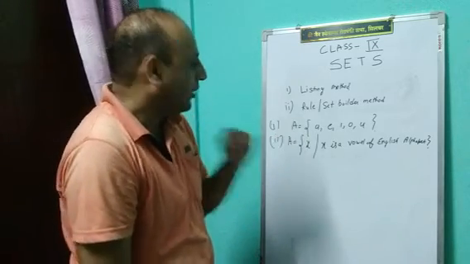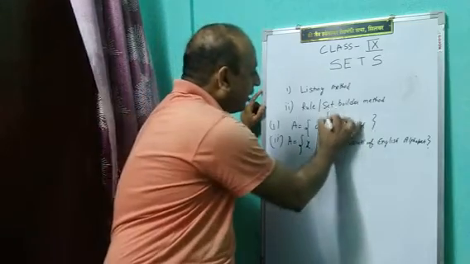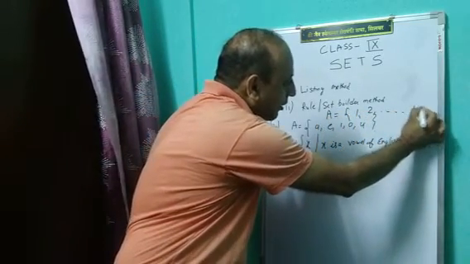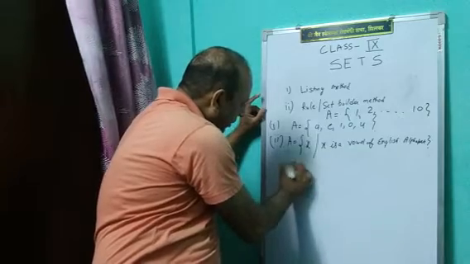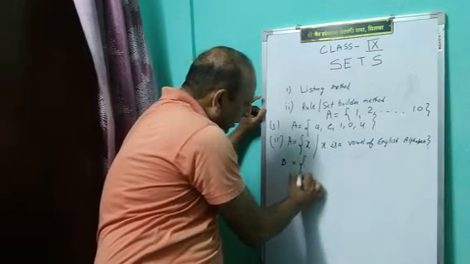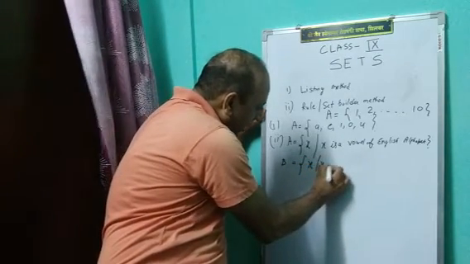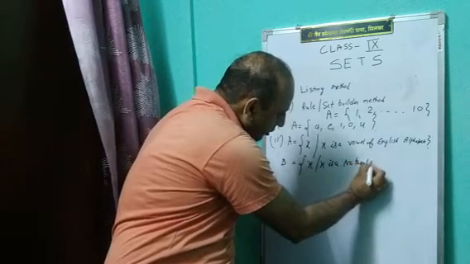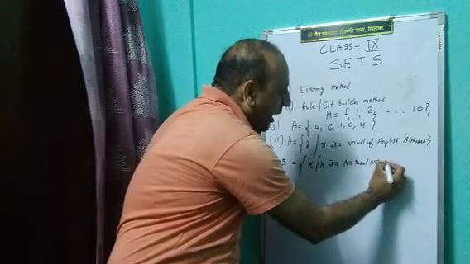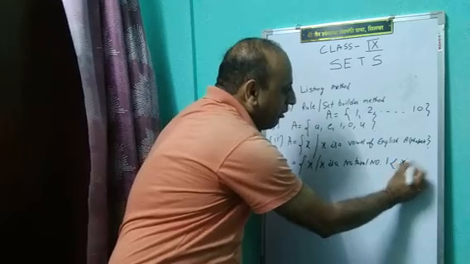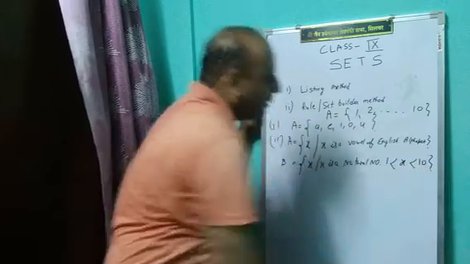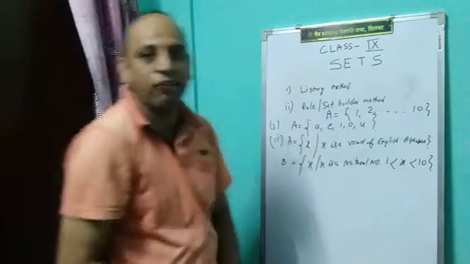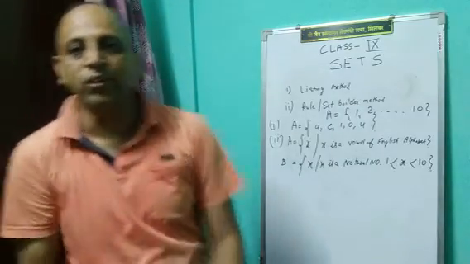Suppose it is a natural number. The set consists of natural numbers 1, 2, up till 10. Then under this method, the set is represented by x such that x is a natural number and x lies between 1 and 10. Hopefully, this is clear to all of you.